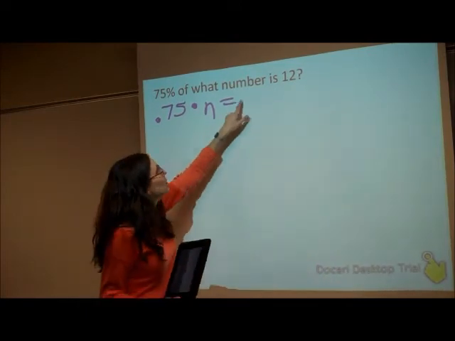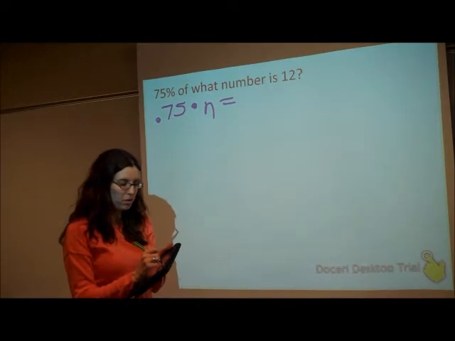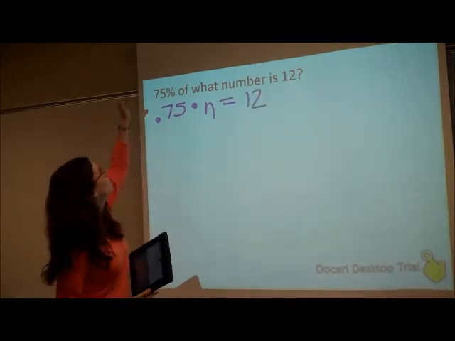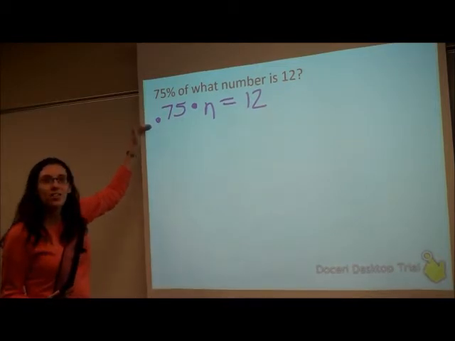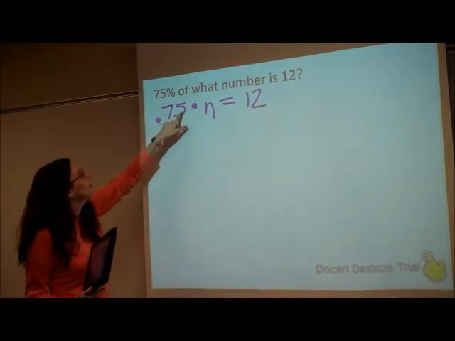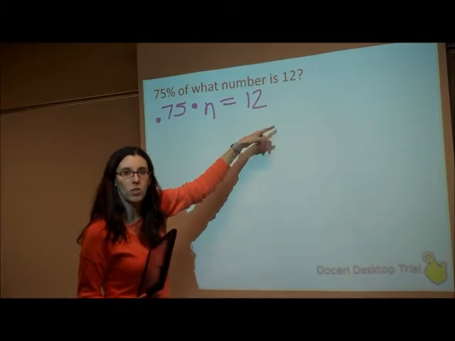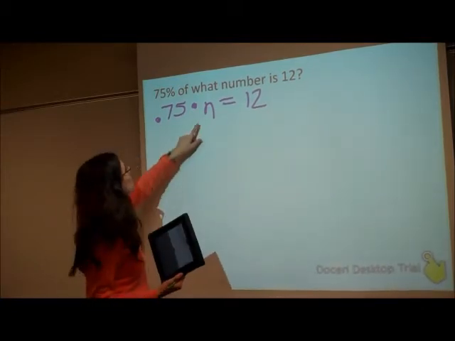Is means equals, and then 12. So I just went through here, did everything in the same order it's written, and now I have an algebraic equation: 0.75 times n equals 12. Now let's just solve this equation.